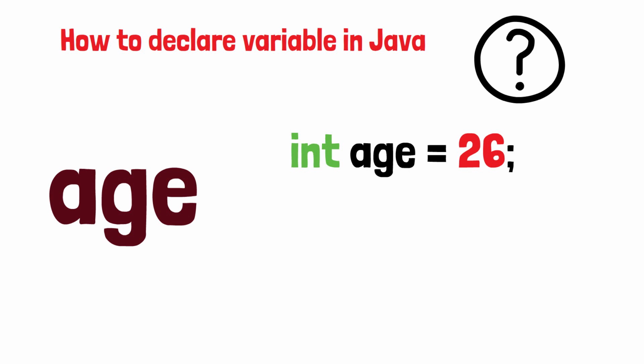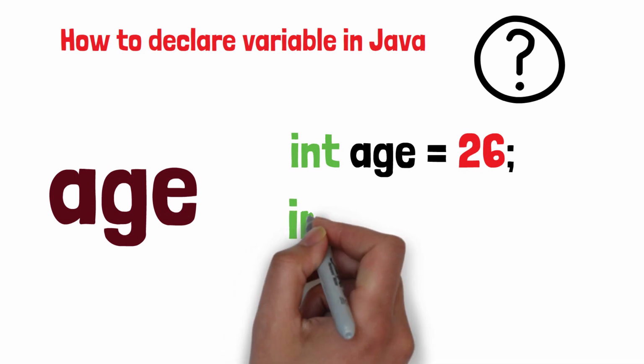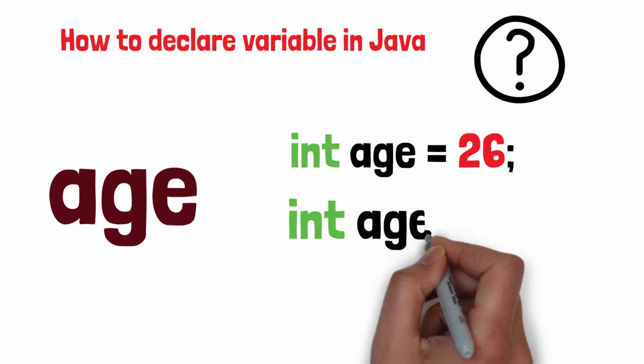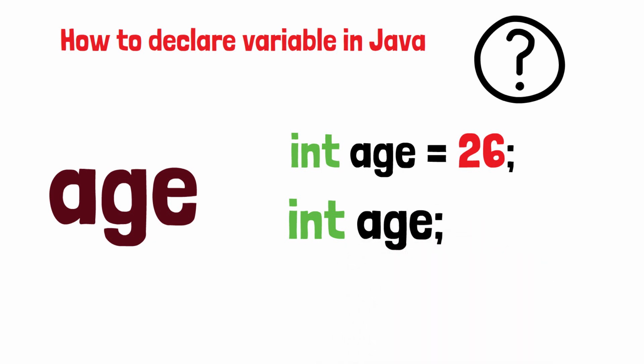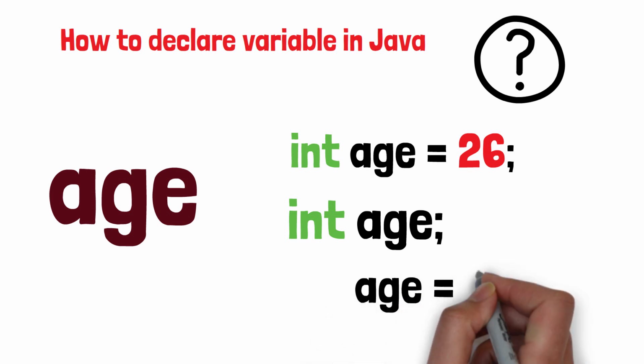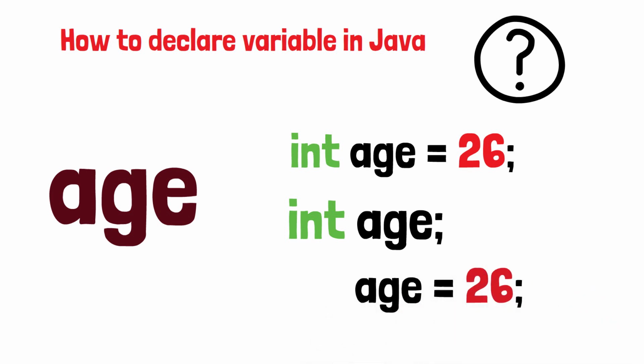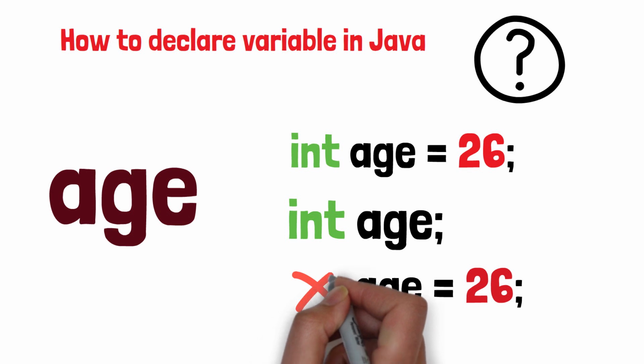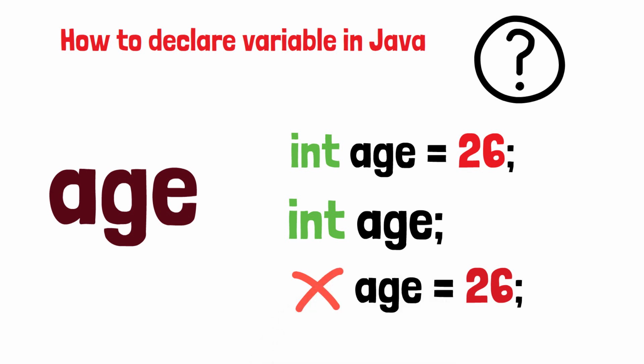Let's say we want to declare first and at a later point of time we will assign a value. To declare, we will write like this: int age and semicolon. So we are simply saying age will be a variable. Right now it is not holding any value. Later we can write it like age equal to 26 semicolon. This time we are not defining its data type, that is int, because we have already declared it, and this time we are just making an assignment of a value.